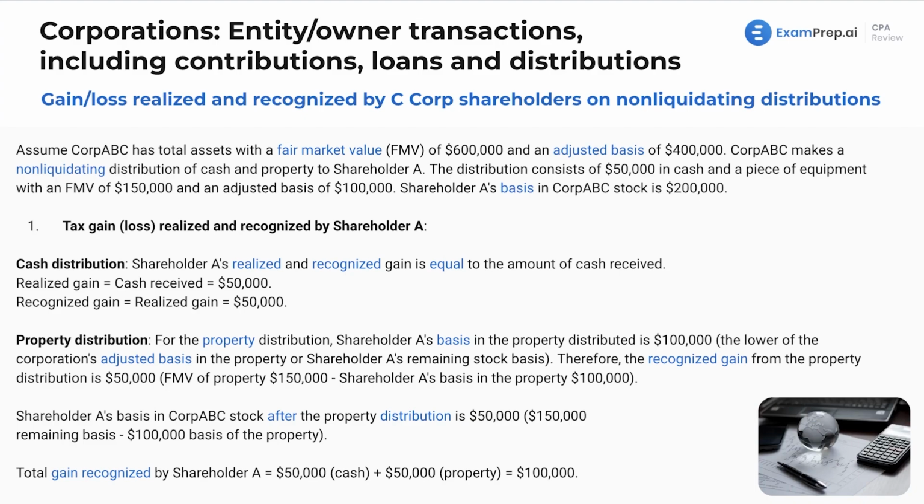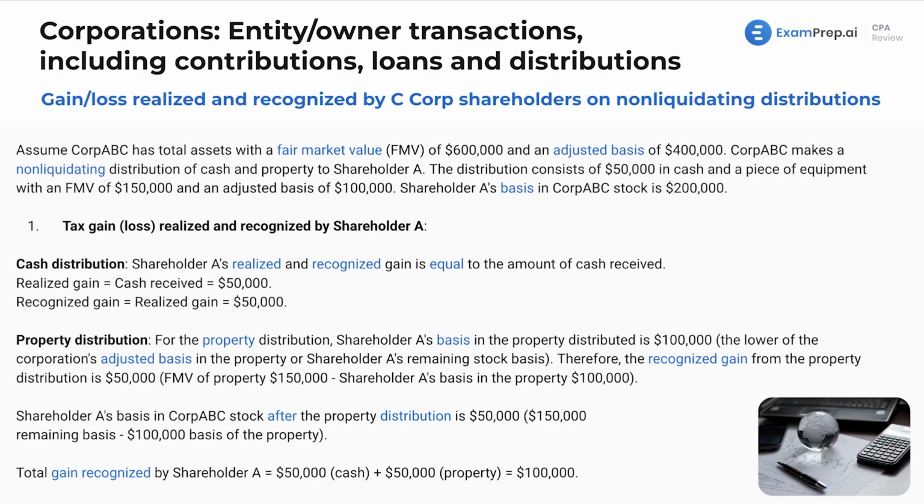That comes from the fair market value of the $150,000 minus the basis in the property of $100,000. And we have 50 from cash, we have 50 from property. So that gives us a total gain recognized of $100,000. Breaking it out separately, first starting with cash, then dealing with property. Great way to do it.